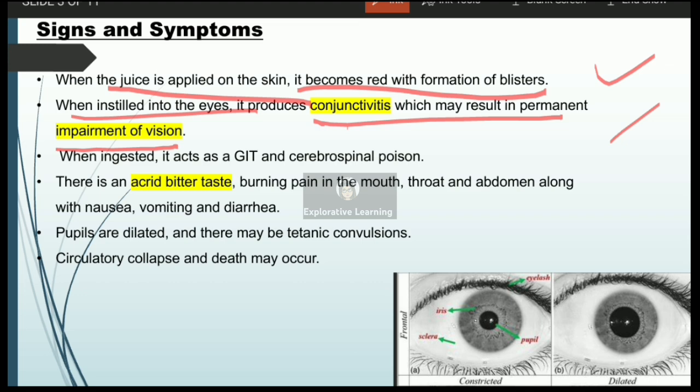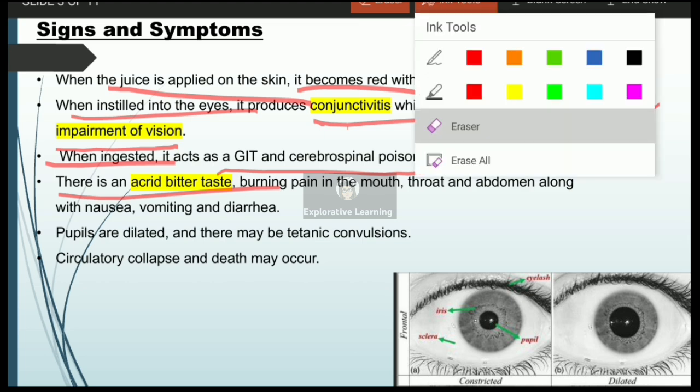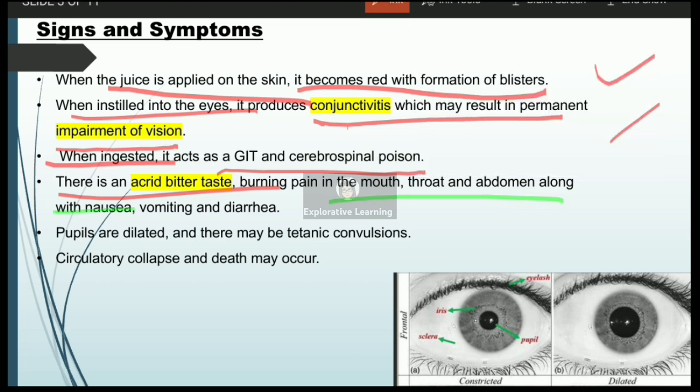In case it is ingested, it is equally harmful for the cerebrospinal as well as the gastrointestinal tract. Fine. Then it has some acrid bitter taste. Then it produces a burning sensation in our mouth along with harm to the throat and abdomen. It can cause nausea, it can cause vomiting as well, along with diarrhea. So you must be aware of the consequences that will follow the juice being ingested or applied on skin. It is extremely harmful in all its forms.